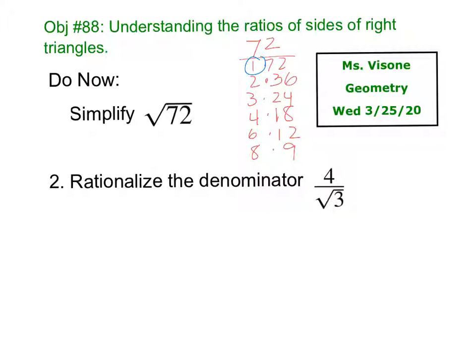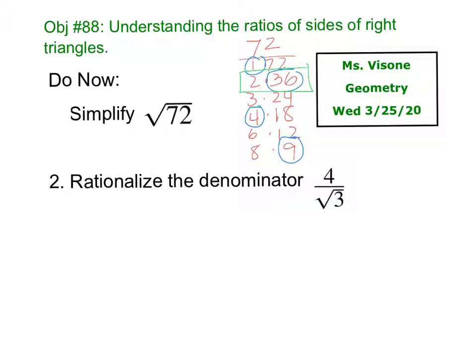So 1, 4, 9, and 36. I'm going to pick the pair that has the biggest perfect square. So 36 is the biggest one. A lot of kids will pick 4 or 9, so be really careful.